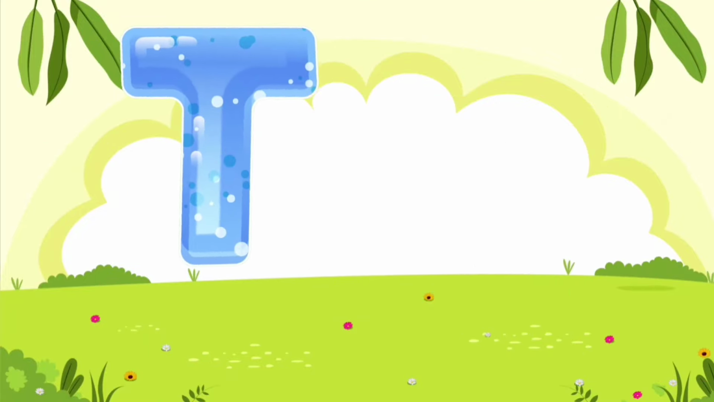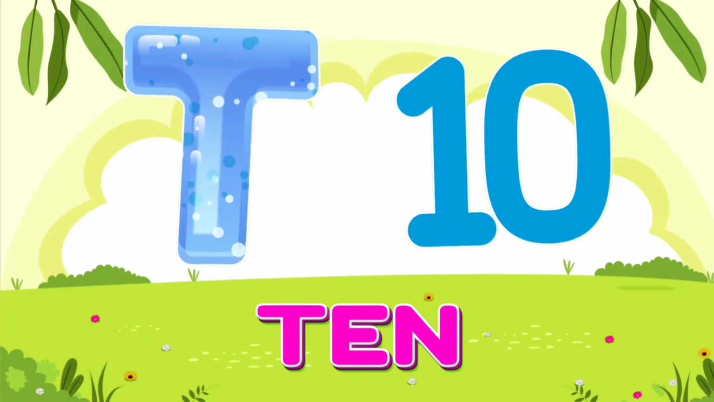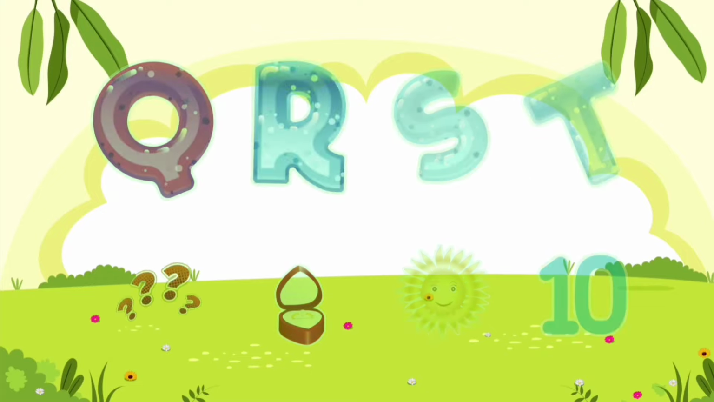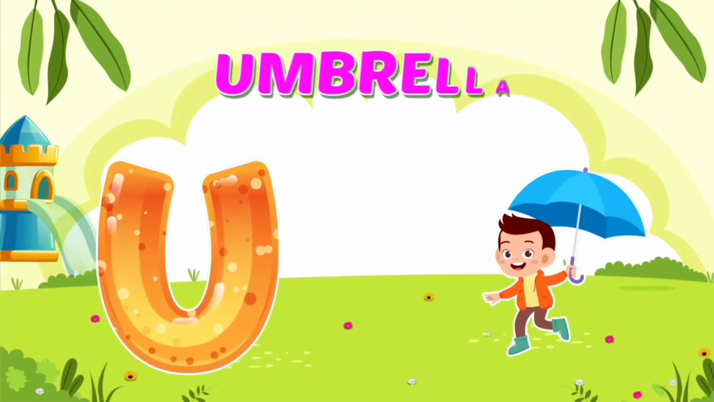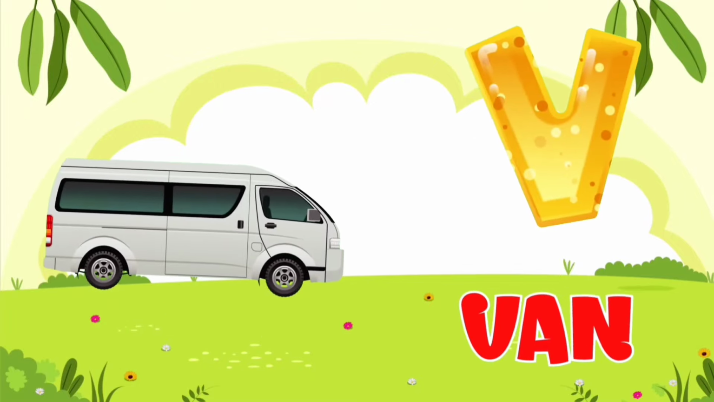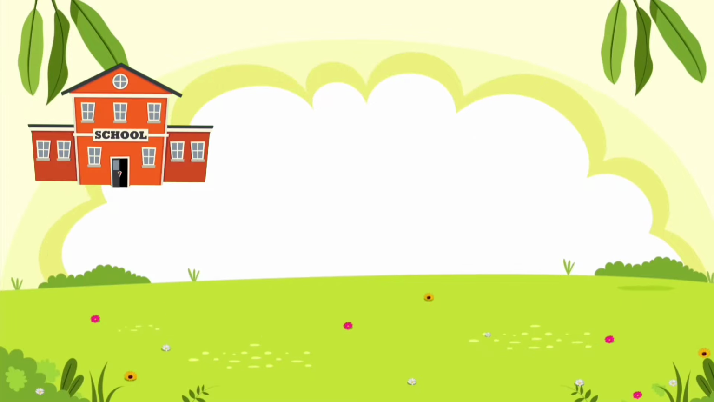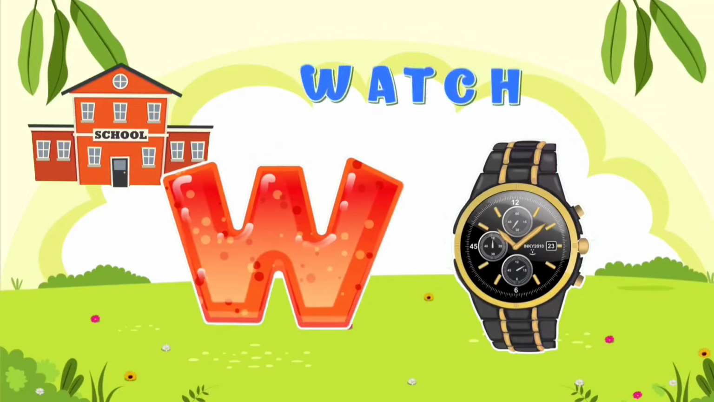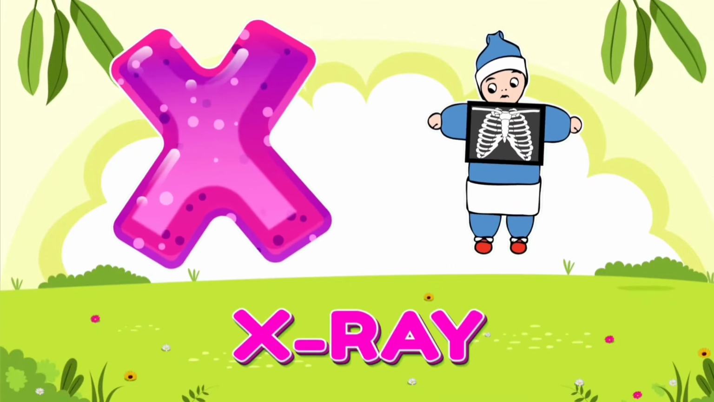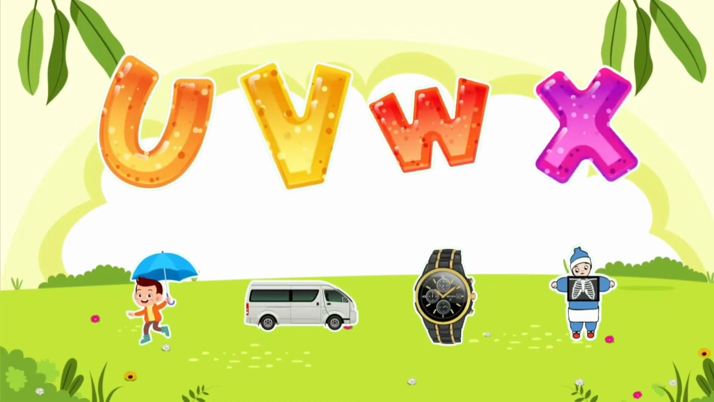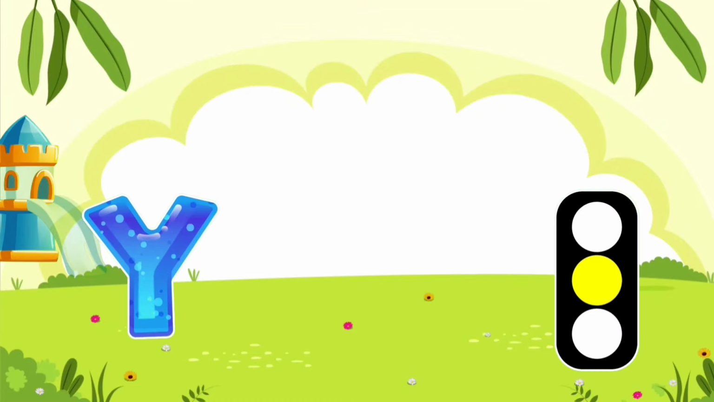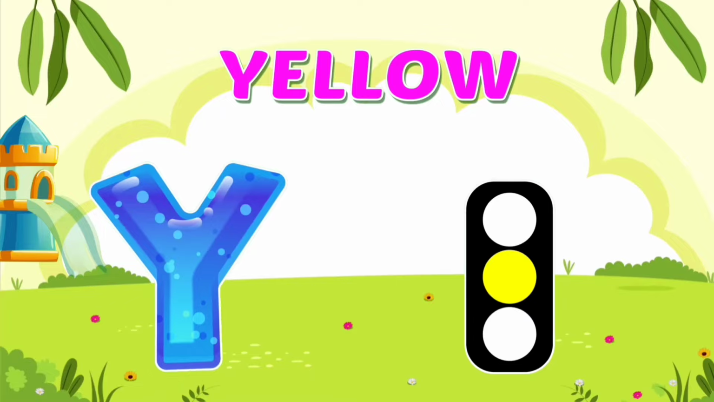T is for ten, ten. U is for umbrella, umbrella. V is for van, v, v, van. W is for watch, w, w, watch. X is for x-ray, x, x, x-ray. Y is for yellow, y, y, yellow.